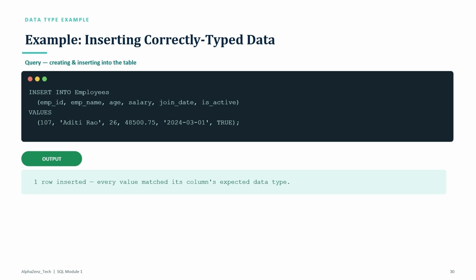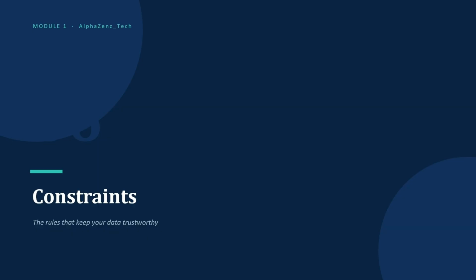Slide 36. Example. Inserting correctly typed data. Here's an insert respecting every single data type. emp_id 107, name Aditi Rao, age 26 as a number, salary 48,500.75 as a decimal, join_date as a proper date string, and true for is_active. Output, one row inserted, every value matched its column's expected data type. That's what a clean insert looks like.